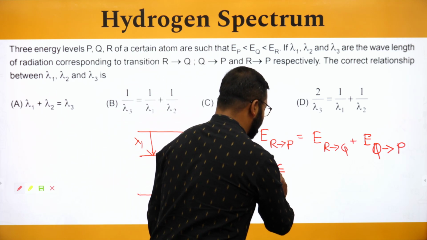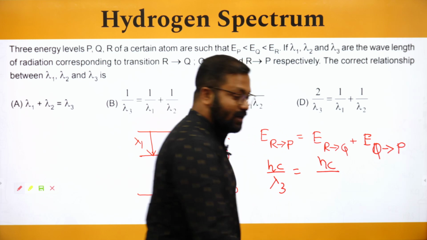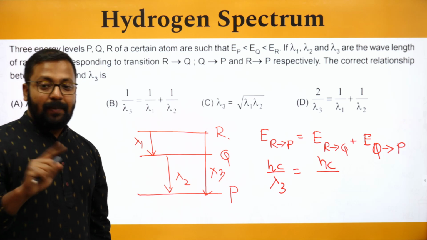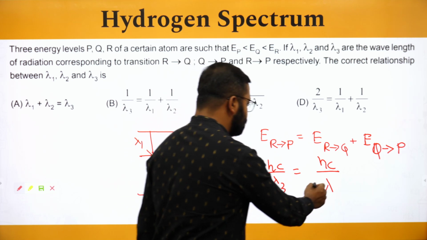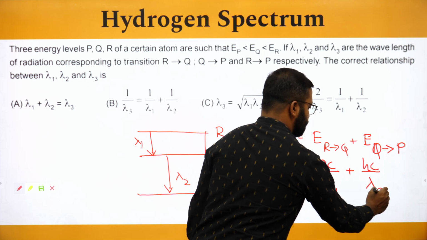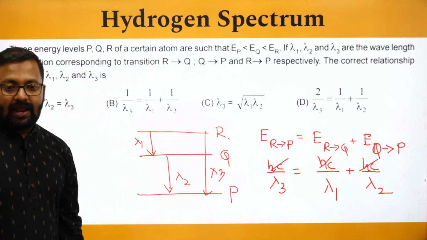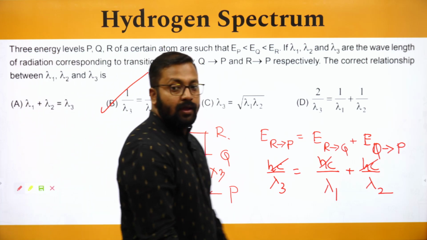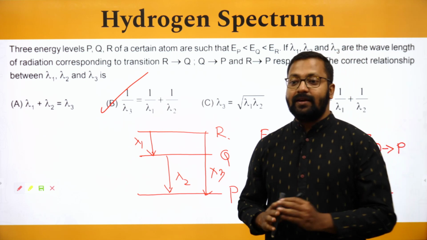So Hc by lambda 3 will be equal to Hc by lambda 1, which is R2Q, plus Hc by lambda 2. Why am I writing this? Because electromagnetic radiation is related to lambda by Planck's equation, that is Hc by lambda. Hc gets cancelled out. So 1 by lambda 3 is equal to 1 by lambda 1 plus 1 by lambda 2. So the right answer should be B. What will the right answer be? B. Is this part clear?